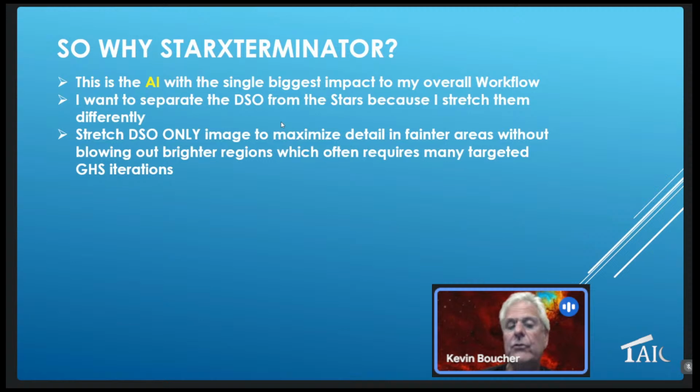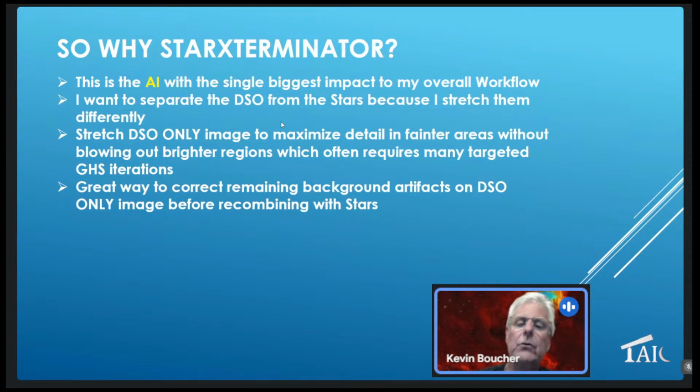I'm stretching my DSO only image to maximize the detail in the fainter areas without blowing out the brighter regions. And I do that personally using GHS. But I'll throw a call out, for a more simplistic tool for stretching, to Frank at SETI Astro. His statistical stretch, I find, works very well if you want something much simpler. It's also a great way to correct background artifacts on your DSO only image before recombining with the stars.